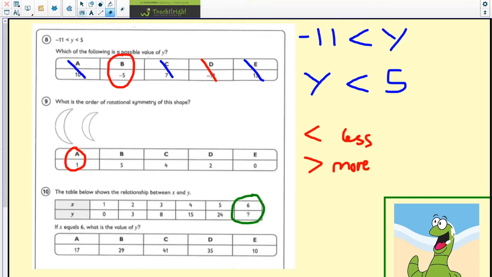Question 10. So 10 is difficult. With 10, the first clue as to what's going on is the fact that the difference is not the same each time. So the difference between x and y is -1, and suddenly it's +1, then suddenly it goes to +5, and so on. So the difference each time is not the same.